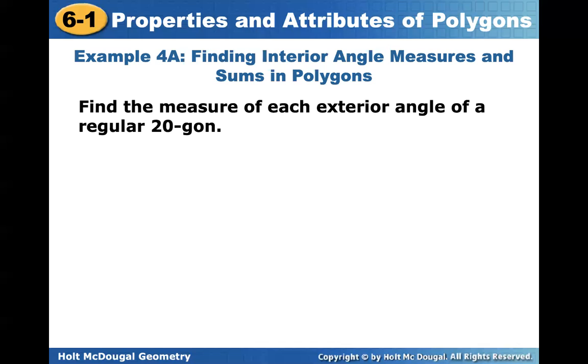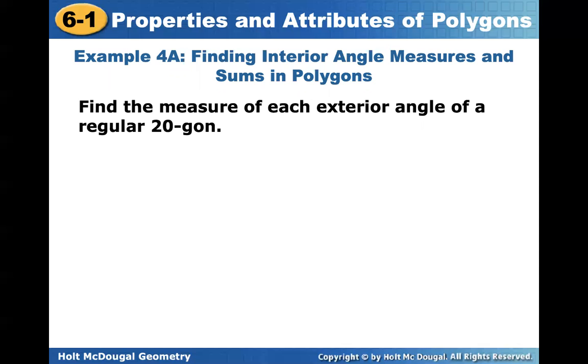Find the measure of each exterior angle of a regular 20-gon. A regular 20-gon has equal angles, so the interior angles are equiangular. Therefore, every exterior angle should also be the same. The exterior angles should add up to 360 degrees.